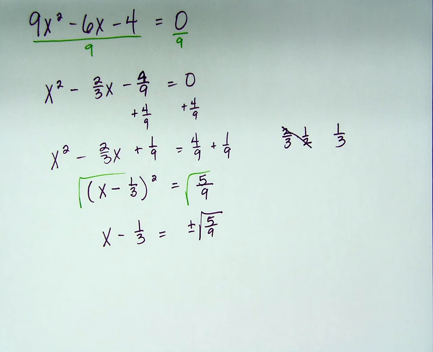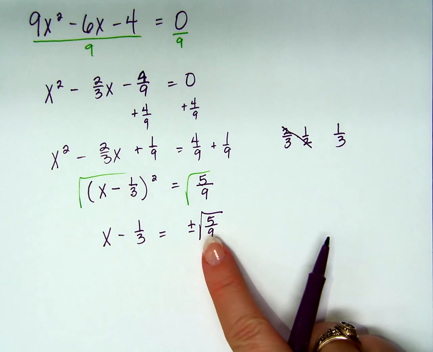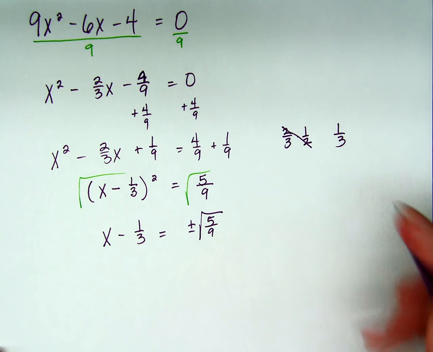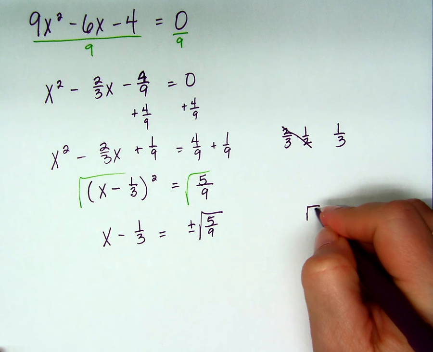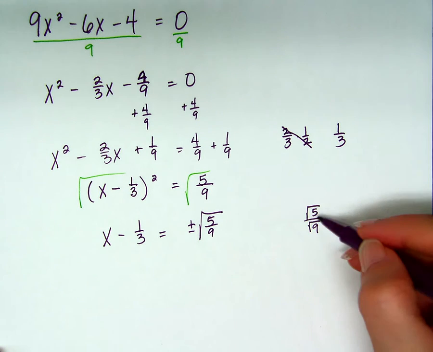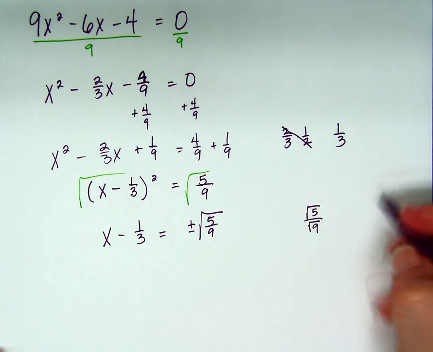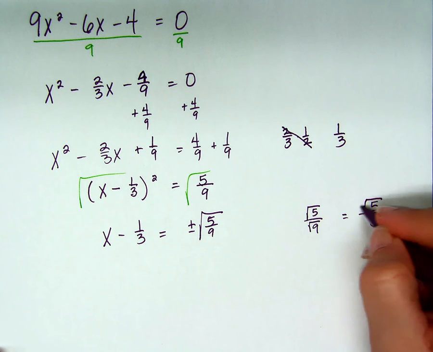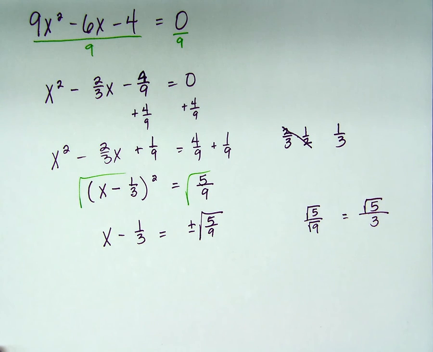Now I'm going to give you a heads up. Your computer program will not like you to leave it like this. It doesn't like square roots in the denominator. Okay? So I want to remind you that these are the properties of square roots, that you can separate a problem like this into a problem like this, which means I can simplify that to the square root of 5 over 3. Does that make sense? Does everybody see where that came from?